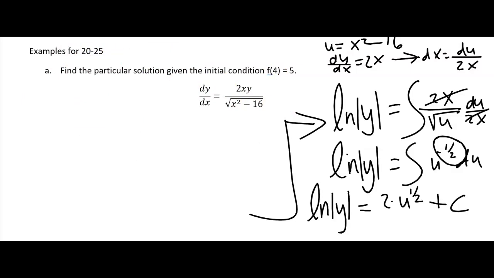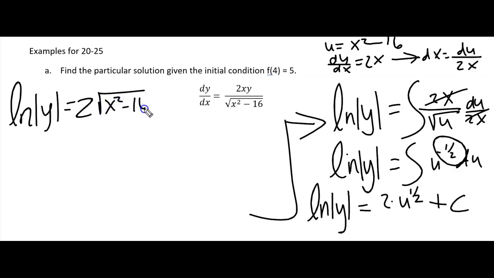So we have ln of y is equal to 2, and u was x squared minus 16. Half is a square root, and I just replaced the u with what u was, which is x squared minus 16. Don't forget your plus c. Okay. Now the next thing that we need, so that there, we're up to our third point. You get 1 point for finding the integral of the left and 1 point for finding the integral on the right. So we're up to 3 points now in this problem.